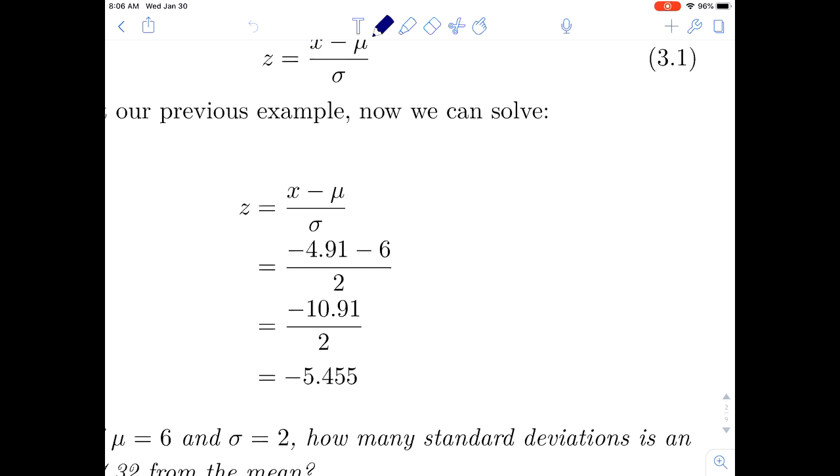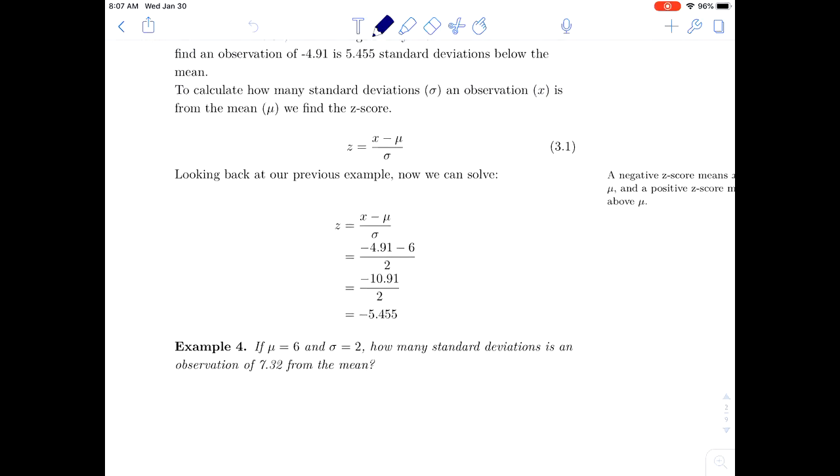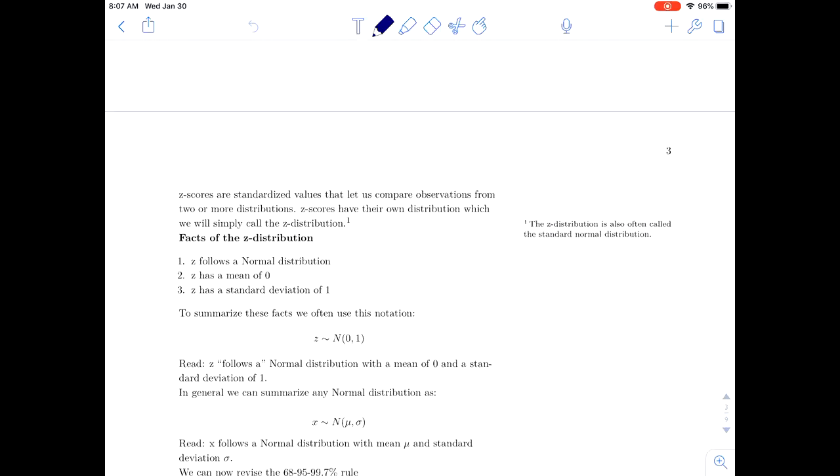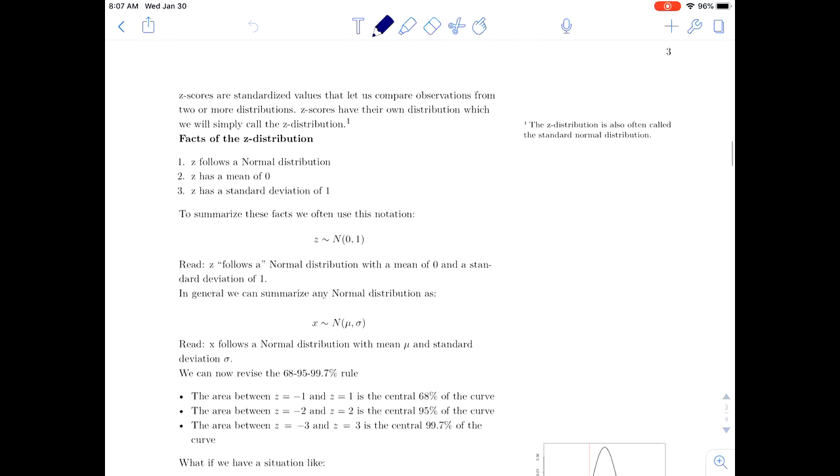So then we developed this Z-score, right? We got this negative here, and what we said was, well, any Z-score that's negative, it's just saying that this value is below the mean, right? And a positive Z-score is above the mean. Okay. So here's kind of our new stuff on page 3.